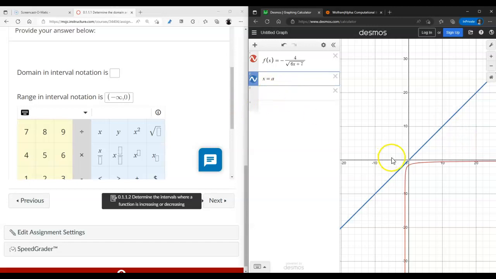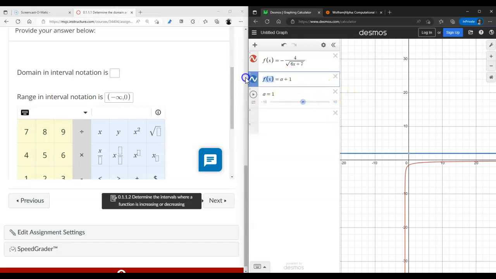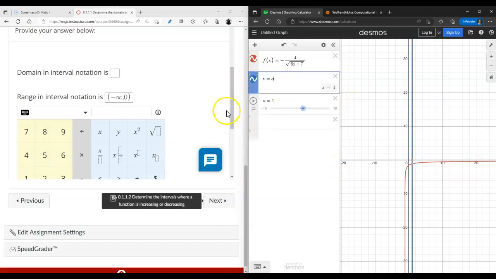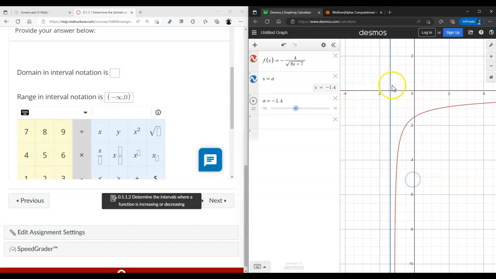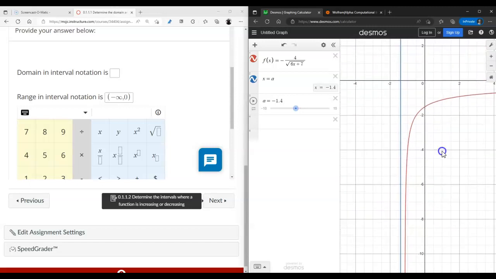That's weird. Let's see. Let's add a slider for a, and now we can use that slider to define x, right? So depending on some value of x, so we have to exclude some value of x. So we have to pick this value of x that is a vertical asymptote to this graph.